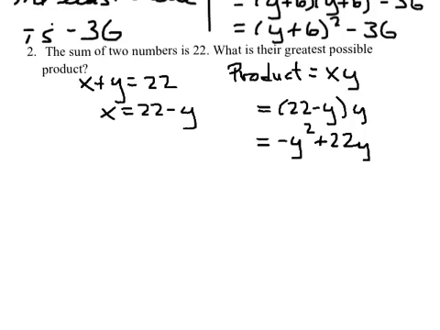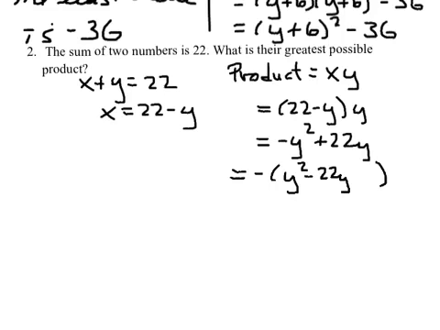Okay, so we need to figure out what the vertex is. So we're going to put it in graphing form. Now you notice here that we have this negative value, which you can't have when you complete the square. So I'm going to factor that out. I get y squared minus 22y.